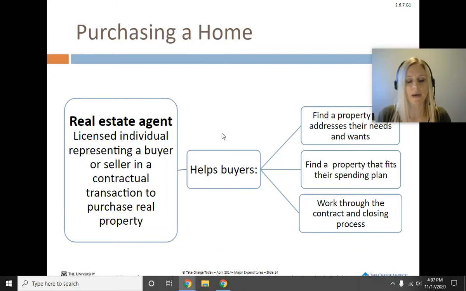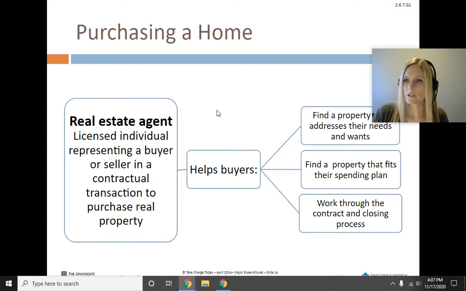Now, talking about purchasing a home instead of renting. A real estate agent is a licensed individual who represents a buyer or a seller. Usually, both the buyer and the seller will have a real estate agent. It doesn't have to be the same real estate agent. And they're going to represent you and the seller in a contractual transaction to purchase that property.